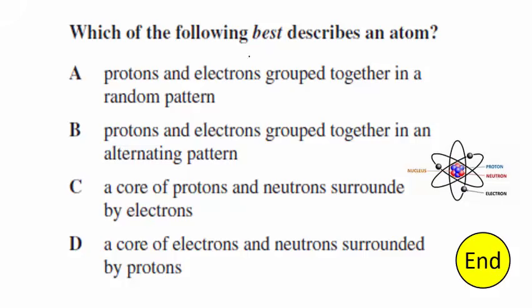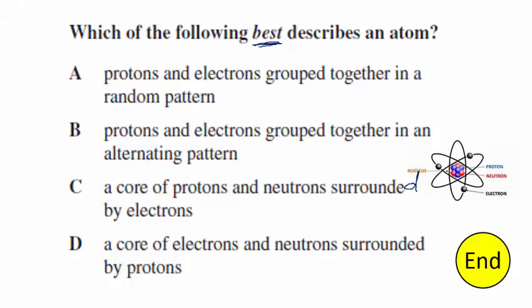Which of the following best describes an atom? Protons and electrons grouped together in a random pattern. Protons and electrons grouped together in an alternating pattern. A core of protons and neutrons surrounded by electrons. A core of electrons and neutrons surrounded by protons.